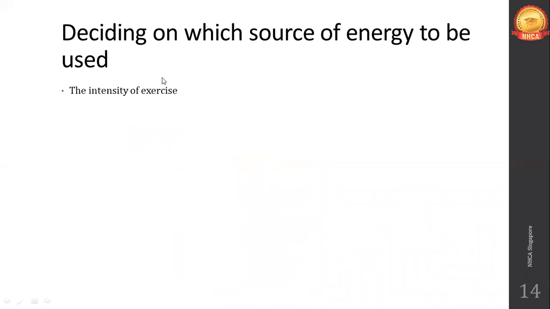So deciding which source of energy one has to use during exercise depends upon which kind of exercise you're doing. When you are doing a high intensity workout, you want a lot of glycogen, especially your muscle glycogen, because those are the ones which are very quick to give you the energy without giving you cramps.